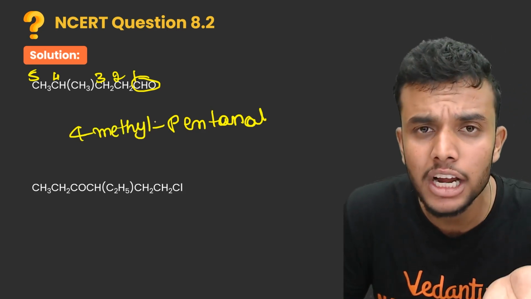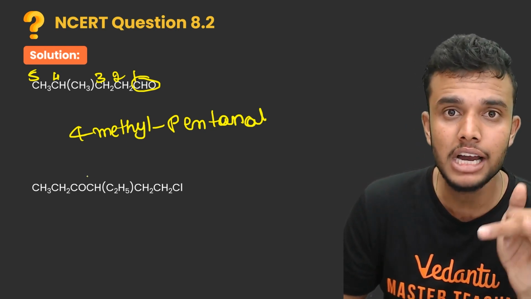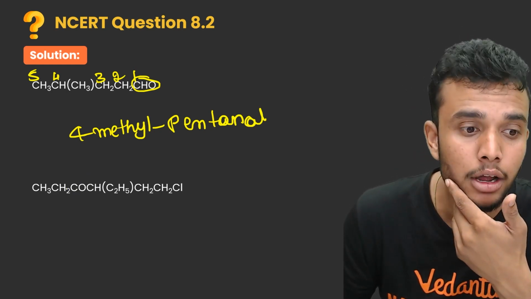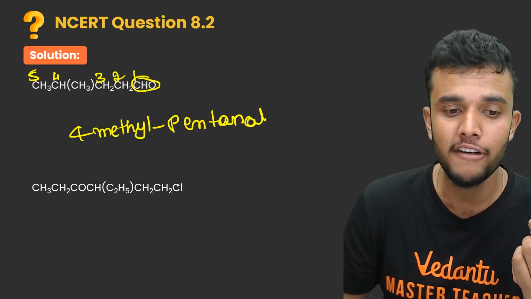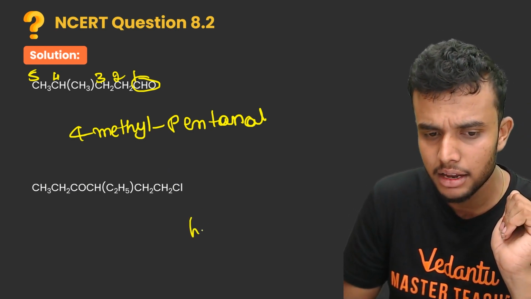Let's move on to the second compound. In the second compound, the functional group is present on the left side. That's why the numbering starts from the left side, and totally 1, 2, 3, 4, 5, 6 carbon atoms are present in the parent chain. That's why the name becomes hexane.